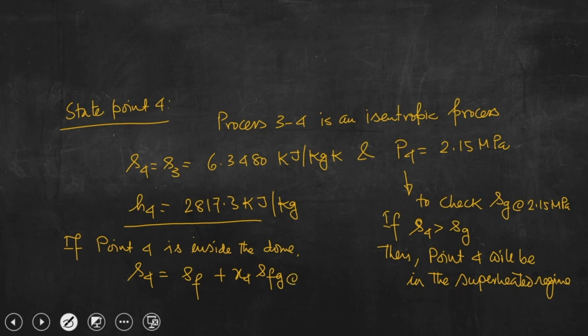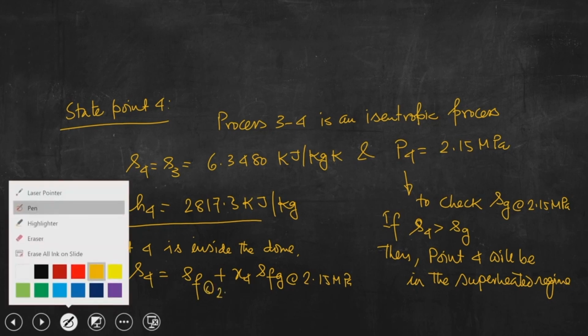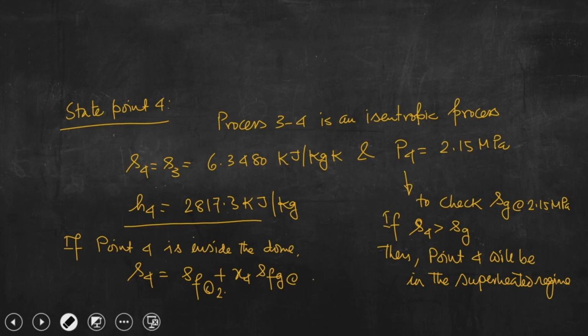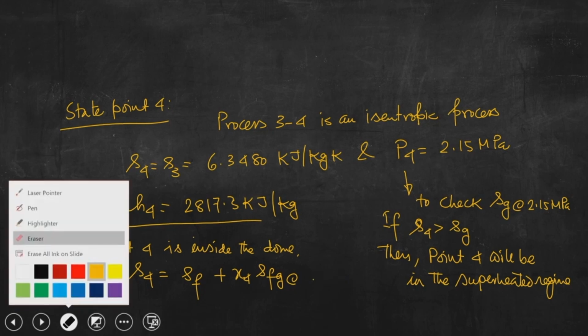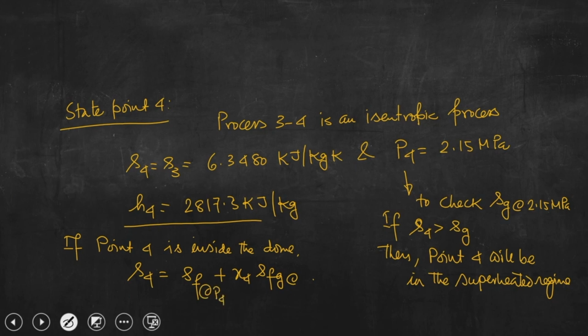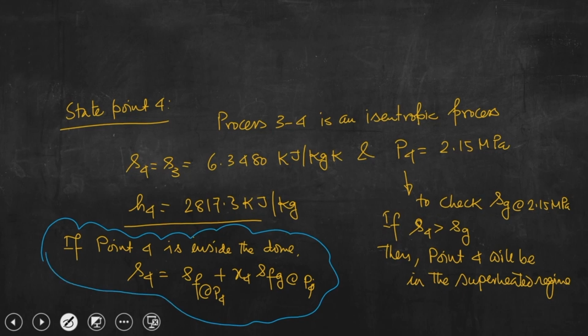So, this is at 2.15 megapascal. In fact, I should not write 2.15 megapascal, I will write at P4. So, I am discussing if the case is like this, we have to calculate quality first at state point 4. Once we calculate quality at state point 4, we can then go on to calculate enthalpy.